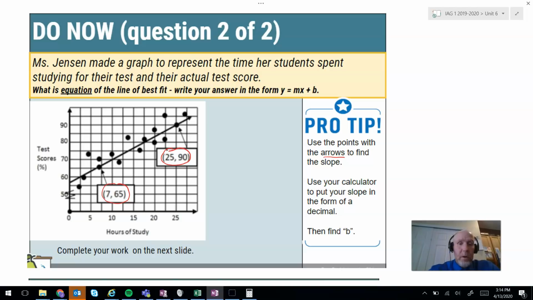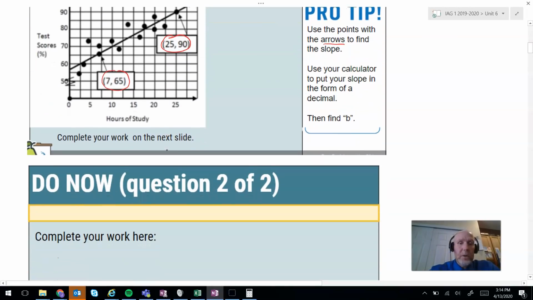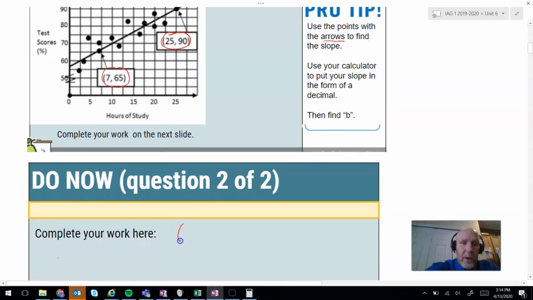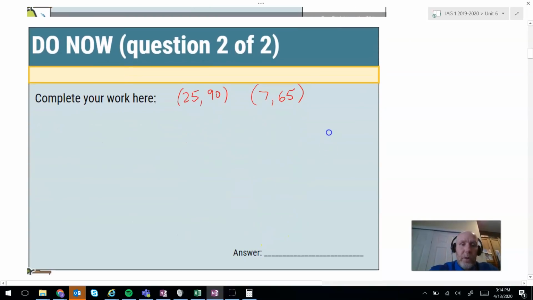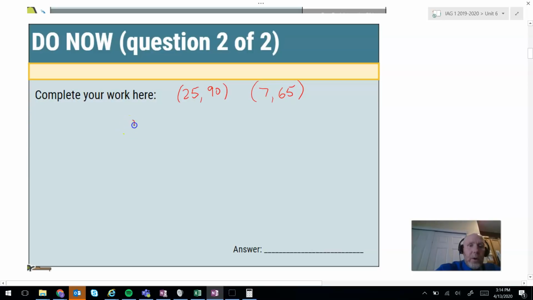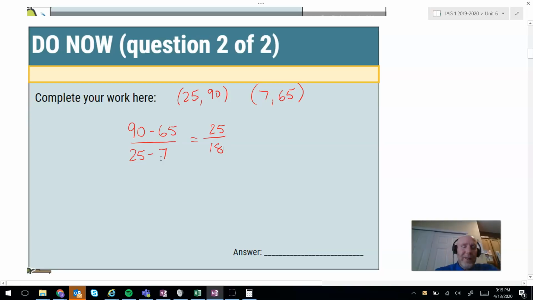I have enough room here, but I'll go ahead, since I encouraged you guys to, bring 25, 90, and 765 down to the next slide. Hopefully you did your work there, and we'll see how we did. We can go 90 minus 65 over 25 minus 7. That looks to me like it should be 25 over 18. And so you can go ahead and leave it like that if you'd like.